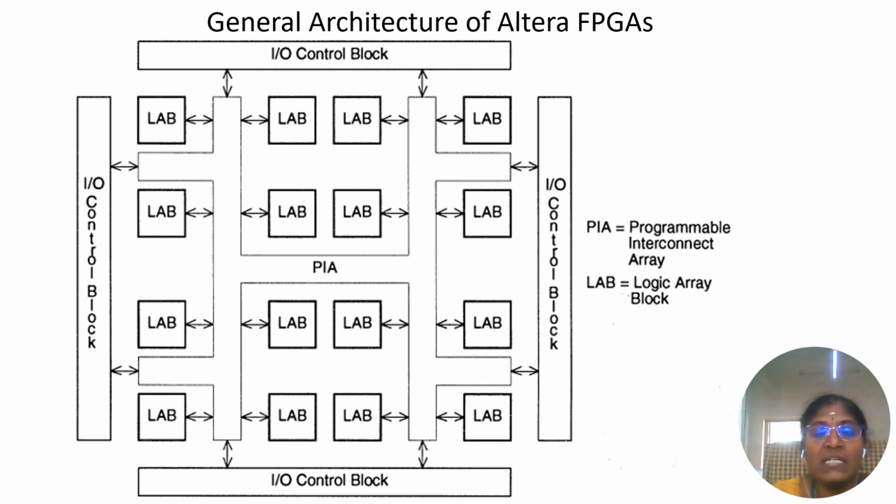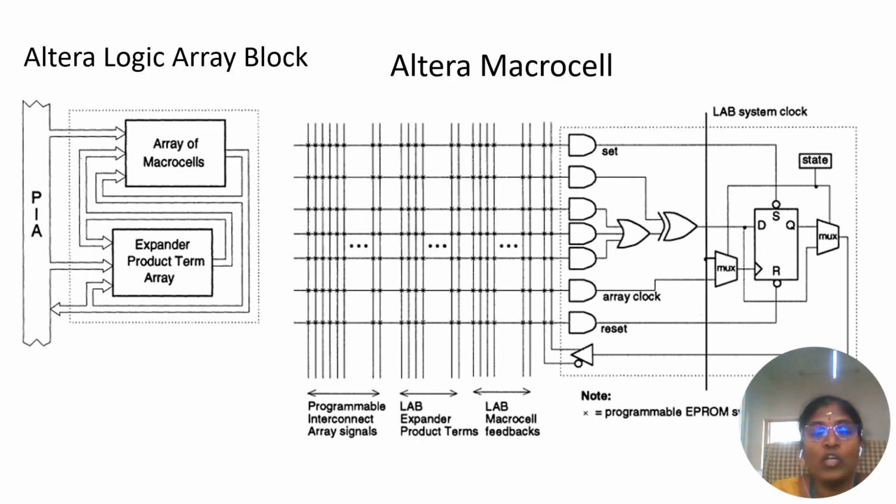This is the general architecture of Altera FPGAs. It has logic array blocks. The programmable interconnect array is used to connect the logic array blocks with the input output control blocks. So the general architecture has logic array blocks, the programmable interconnect array and I/O control blocks. The logic array block consists of an array of macro cells and an expander product term array.